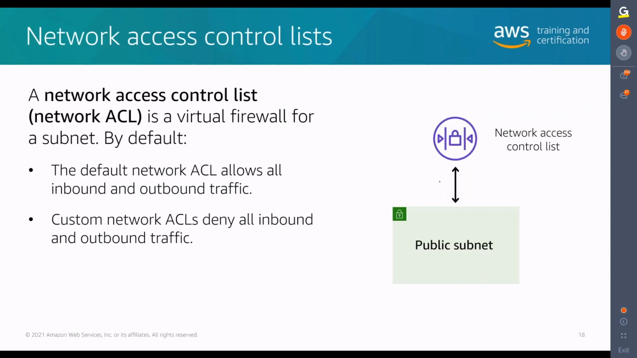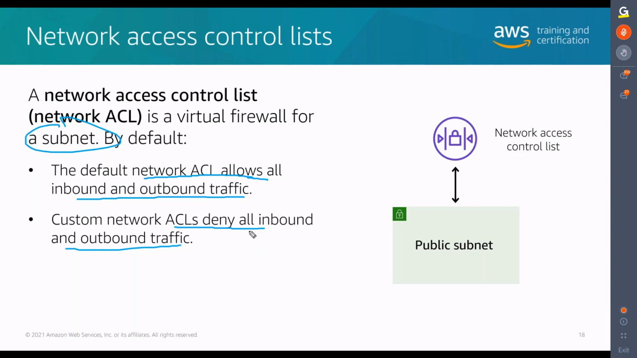So the network access control list, as I said, is a traffic filter that applies to a subnet. When you create a new VPC, a network access control list comes with the VPC, but it doesn't block anything. But if you make your own network access control list, at least by default, it will deny all inbound traffic and all outbound traffic. So when you make your own, it'll start by denying everything. But again, you can make your rules to decide what you want to permit or deny.